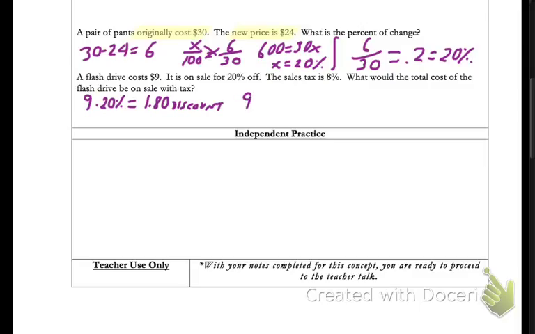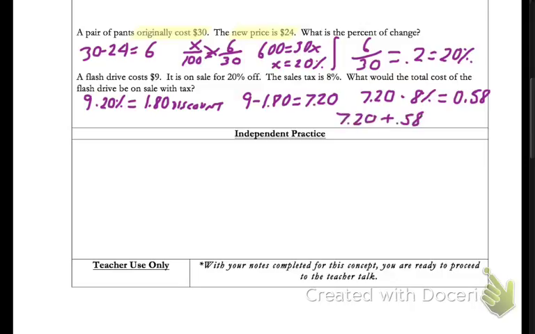Now, to find my new price, I'm going to take 9 minus the $1.80, and so the sale price is $7.20. Now, I've got to figure tax. The way tax is figured, when you go to the store, is the price you're going to pay times the sales tax percent, which in this case is 8%. If I multiply, I'm going to have to round to the nearest cent from time to time. In this case I don't, it's 58 cents. So $7.20, and the tax is added on. This tells me I'm going to pay $7.78.